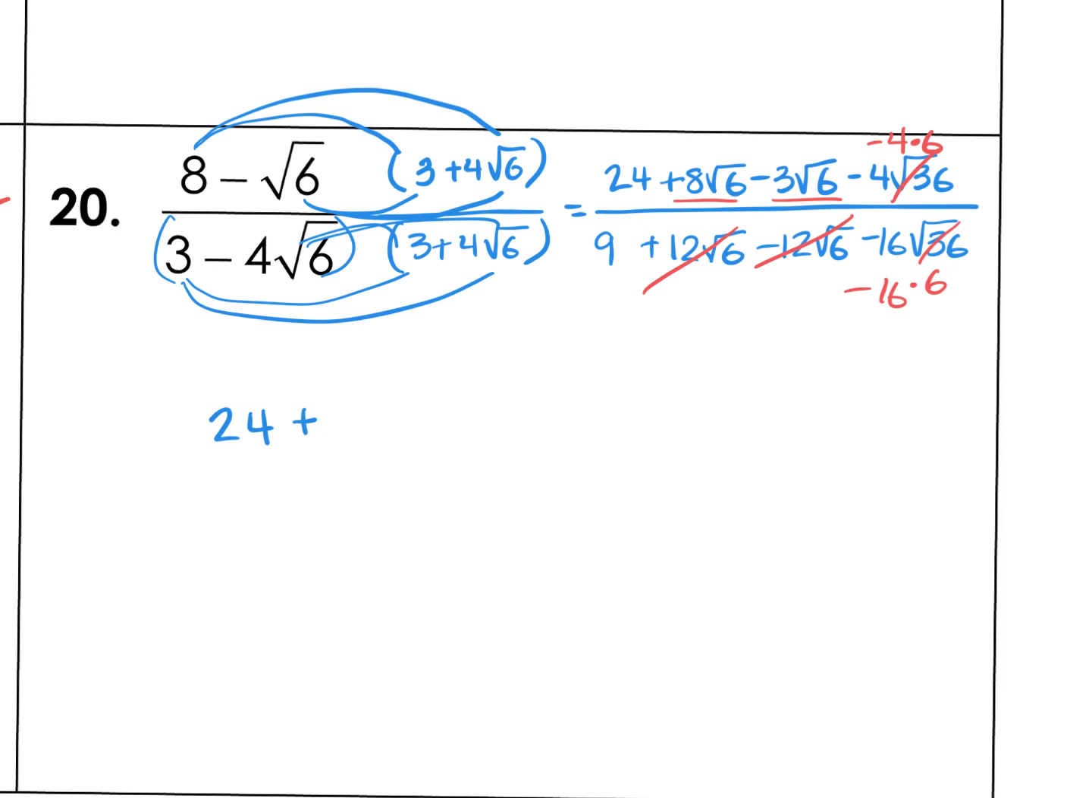Oh, I forgot to multiply. Okay. I hope that you guys caught that when you were looking at my video, because I forgot to multiply. So I'm going to go back. I multiplied 8 times 4 root 6 and got 8 root 6. And these should be 8 times 4 is 32.